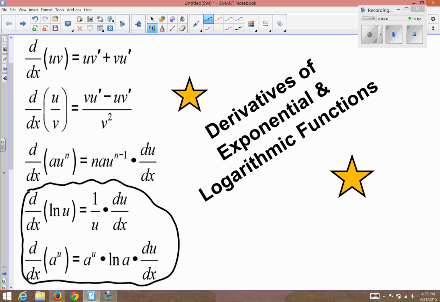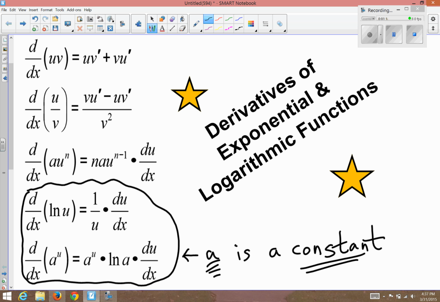So the derivative of the natural log of u is 1 over u times the derivative of u with respect to x. And the derivative of a to the u, in this formula, a is any number. The derivative of a to the u is a to the u times the natural log of a, meaning the natural log of whatever that number is, times the derivative of u with respect to x. This part here, the chain rule, means multiply by the derivative of the exponent in the original.